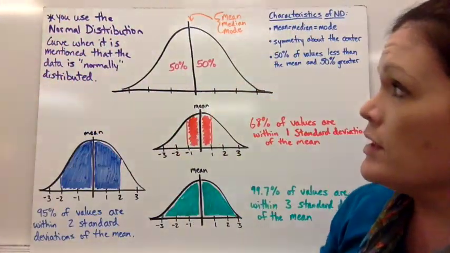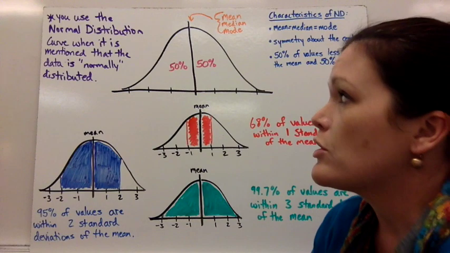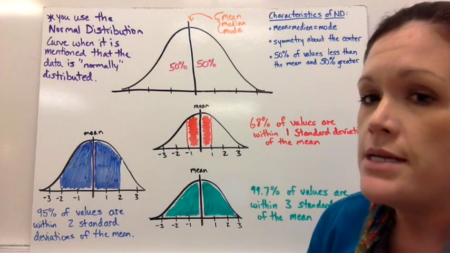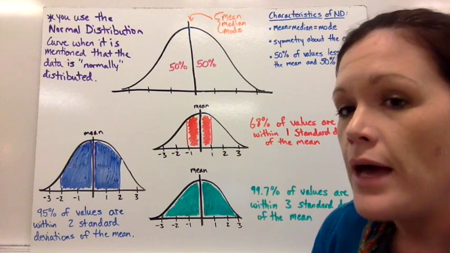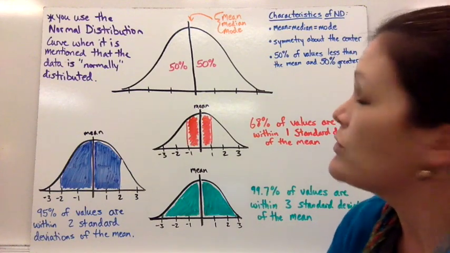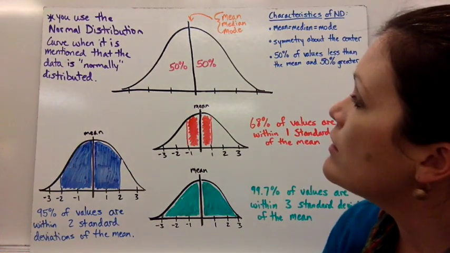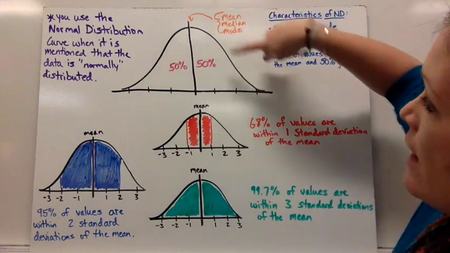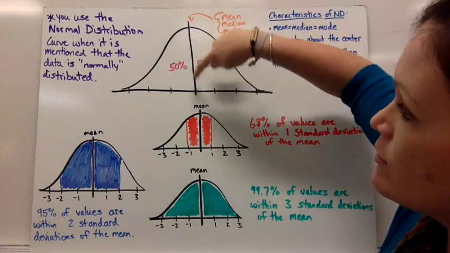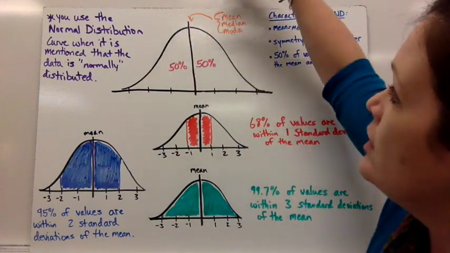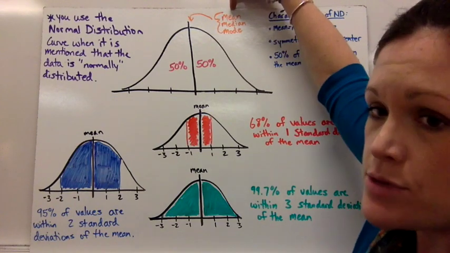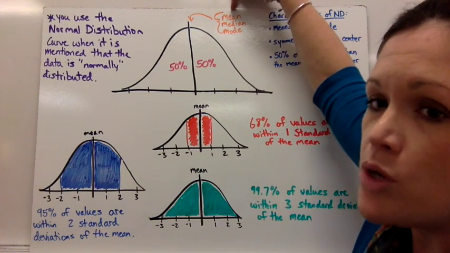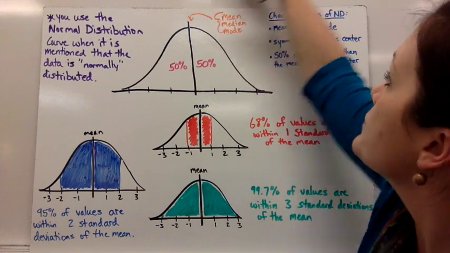Again, you use the normal distribution curve when it is mentioned in the problem that the data has been normally distributed or is called normal. Other than that, you might be needing something else for the problem. In the middle of our curve, we have the line straight down the middle that divides it perfectly in half, and that is where the mean is located, and the mean is equal to the median, and it's equal to the mode in normal distribution.